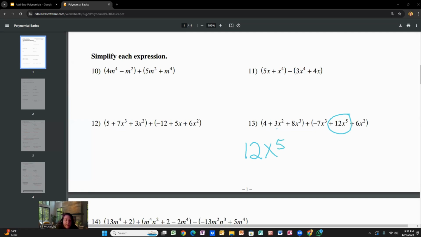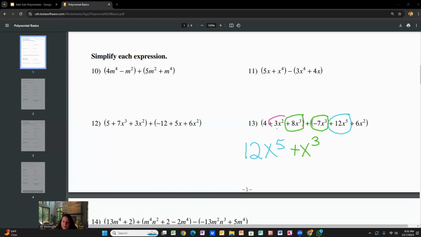And then the next one: do we have anything to the fourth power? No, we do have two things to the third power. So we can add these together, or it looks like we're going to subtract. So 8x cubed minus 7x cubed is just x cubed. So plus x cubed.